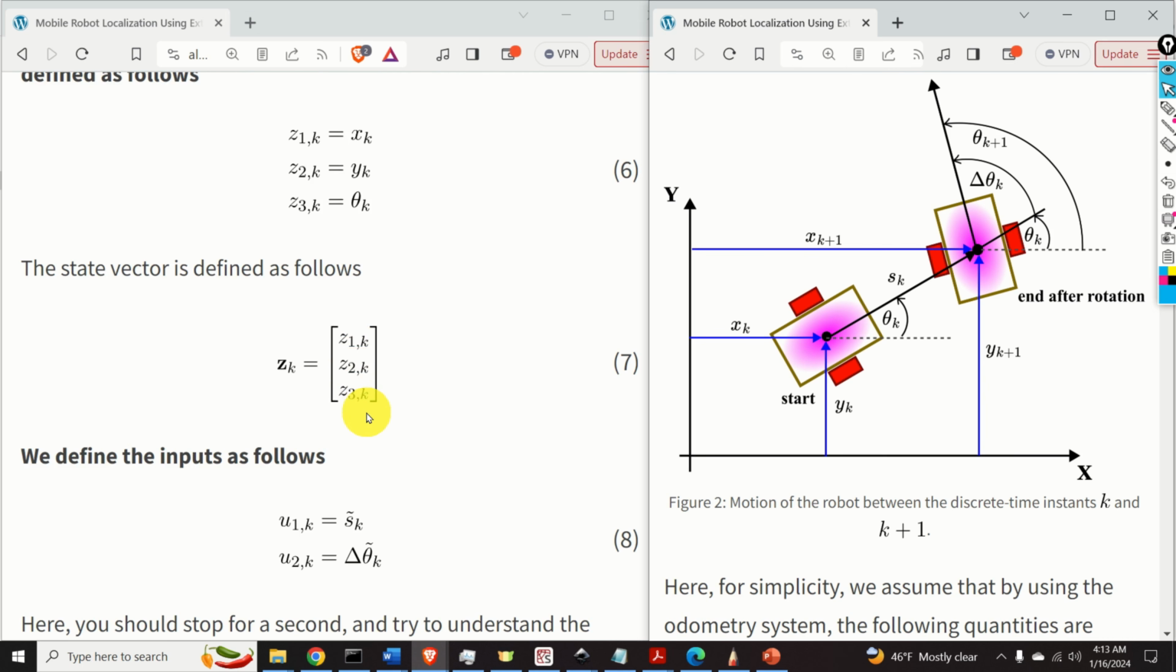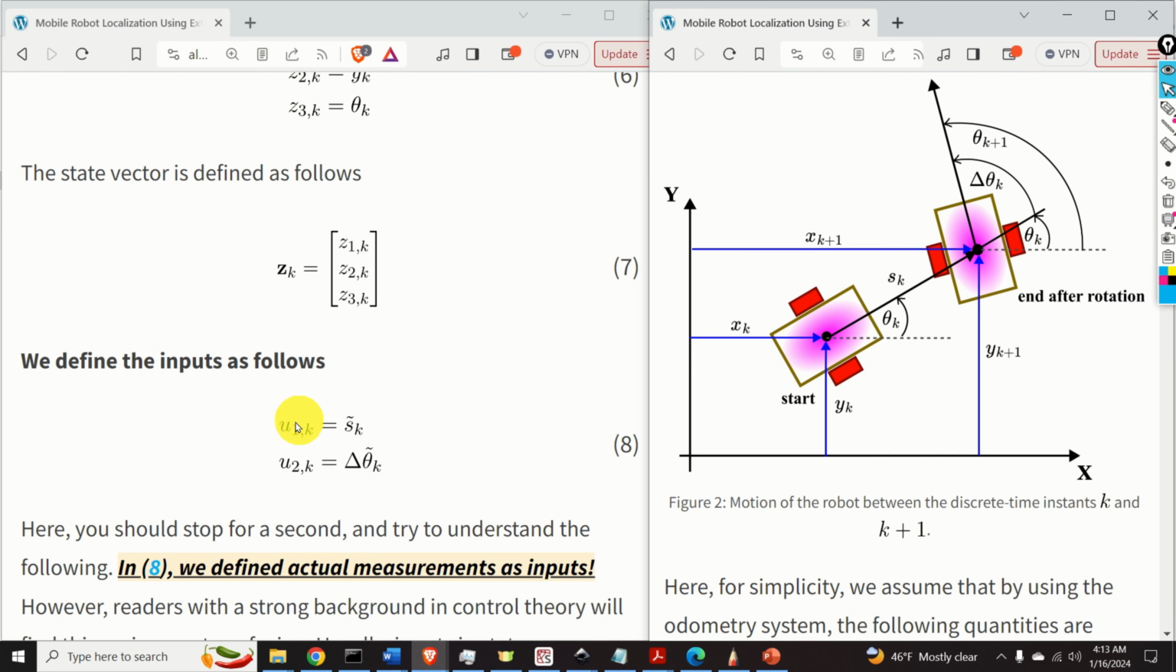Next, we need to define the inputs. We define the inputs like this. u1k is actually the measurement of sk, that is, u1k is equal to sk tilde.